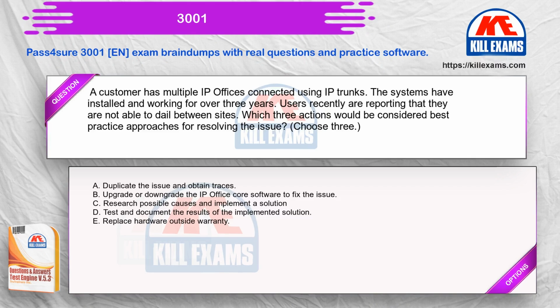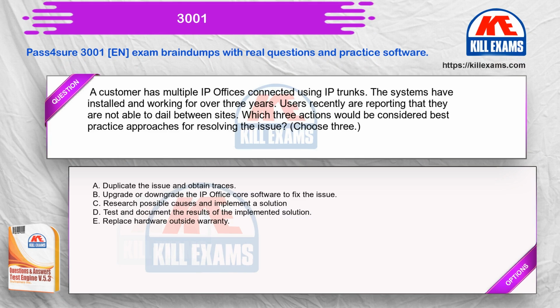A customer has multiple IP offices connected using IP trunks. The systems have been installed and working for over 3 years. Users recently are reporting that they are not able to dial between sites. Which 3 actions would be considered best practice approaches for resolving the issue?